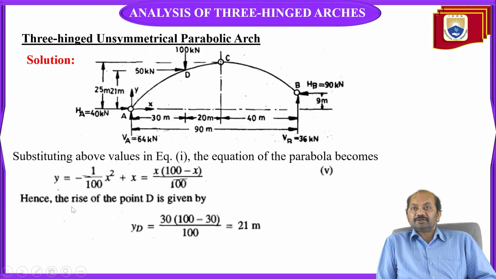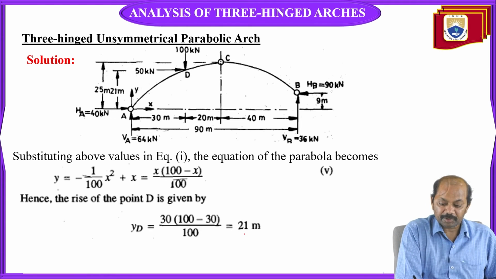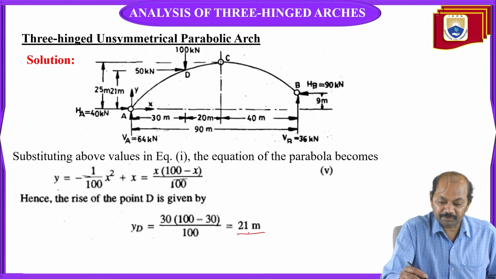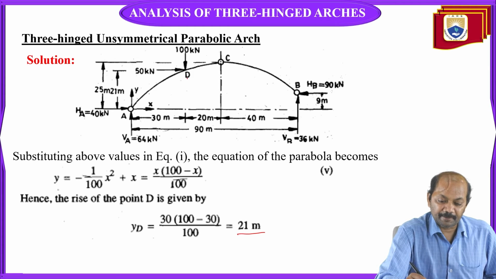Hence, the rise of the point D is given by, now we know the distance of D is 30 meter. To find out the rise of this point D, substitute x is equal to 30 in this equation, 30 into (100 minus 30) by 100 comes out to be 21 meter. This is the rise of point D.